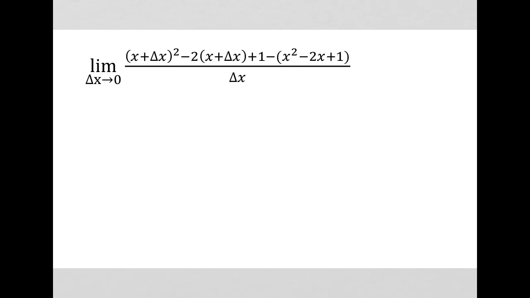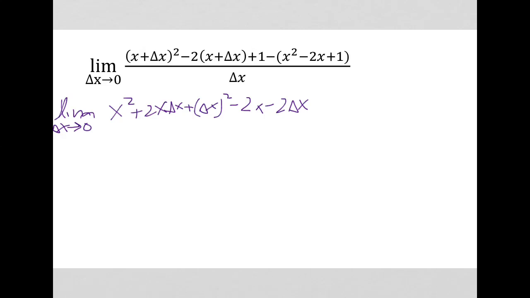Alright, another one of these crazy delta x problems. Our technique is going to be the same. Distribute or FOIL and simplify what you can simplify and rewrite the limit, see what cancels out. So the limit as delta x approaches 0 of x plus delta x squared. Well, we just did that on the last page. That's going to FOIL out to x squared plus 2x delta x plus delta x quantity squared minus, let's distribute in that 2 to get minus 2x minus 2 delta x.